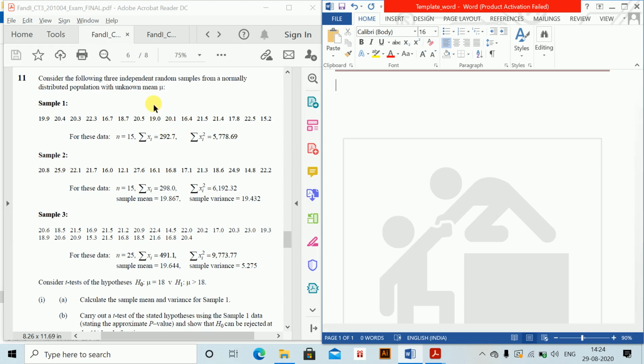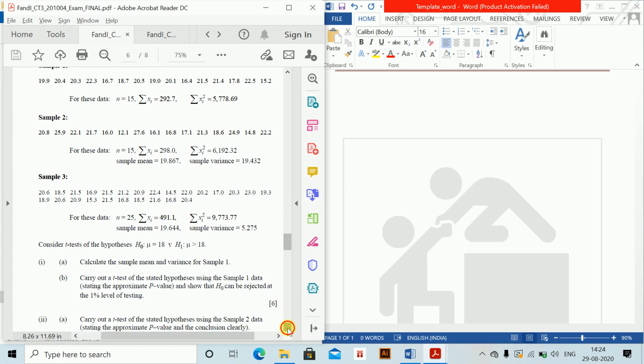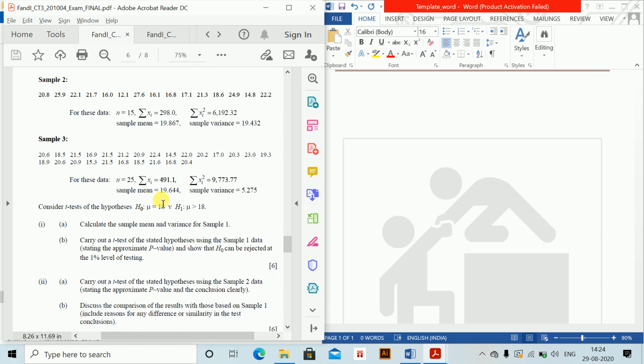Consider the following three independent random samples from a normally distributed population with unknown mean mu: 19.9, 20.4, 20.3 and so on, 22.3, 16.7. The data is given to us, with n equal to 15, the summation of x, and the summation of x square. Similarly for sample 2 and sample 3, the sample mean and variance are also given to us. Consider the t-test for the hypothesis H0: mu is equal to 18, whereas H1: mu is greater than 18.